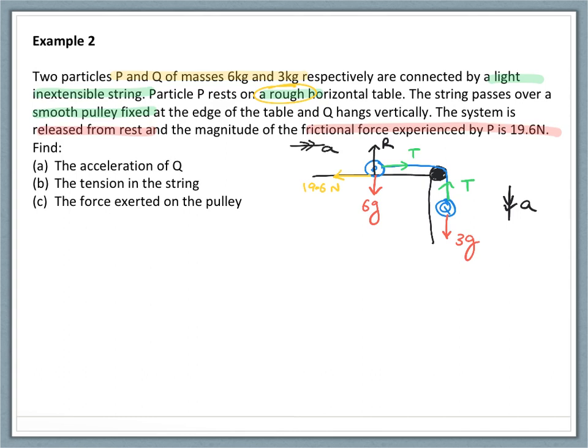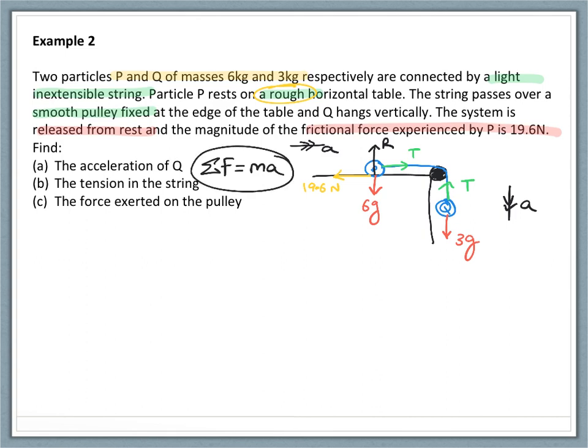Remember, friction is a force that opposes both the direction of motion or the intended direction of motion. Particle P is attempting to be dragged towards the right, or Q is attempting to pull P to the right, which means the friction will act to the left, so in the opposite direction to try and oppose this motion. So our calculations are going to depend on us applying Newton's second law of motion, F equals ma, throughout.